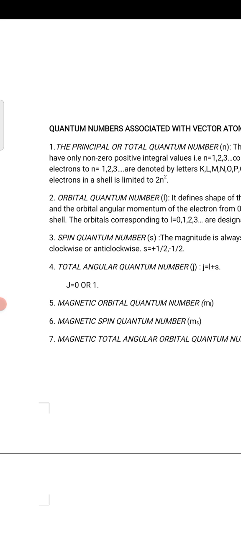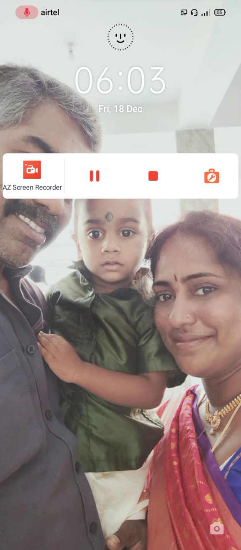That is, small n is non-zero, so it starts from 1, 2, 3 up to infinity. The energy levels are shells of electrons corresponding to n equal to 1, 2, 3, 4, denoted by the capital letters K, L, M, N, and so on. The number of electrons in a shell is limited to 2n squared.